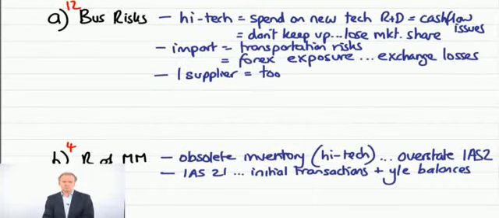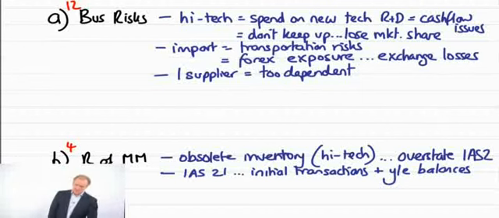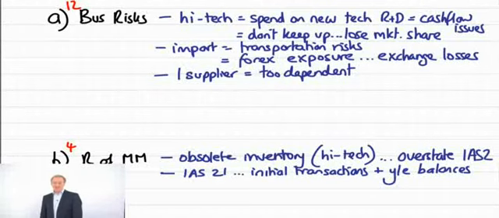Means there's a risk that you are too dependent. What if that supplier goes out of business? What if that supplier goes on strike? What if that supplier's premises burn down? You've got no supply. Dangerous to put all your eggs in one basket. I can't see a risk of material misstatement from that one, by the way.